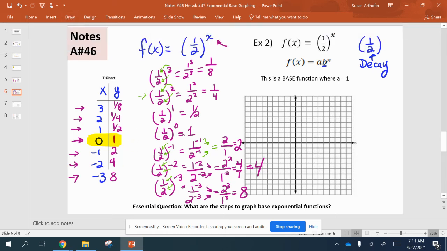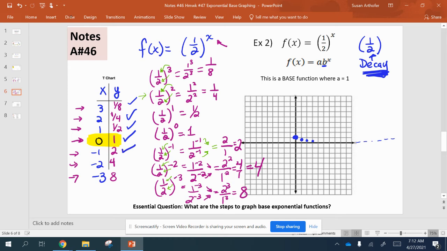Okay, so let's graph our anchor point of 0 up 1, over 1 up 1/2, over 2 up 1/4, even less, over 3 up 1/8, even less. And do you see how this is going to become a decay? It's going to fall down the graph, and it's going to approach this asymptote line.